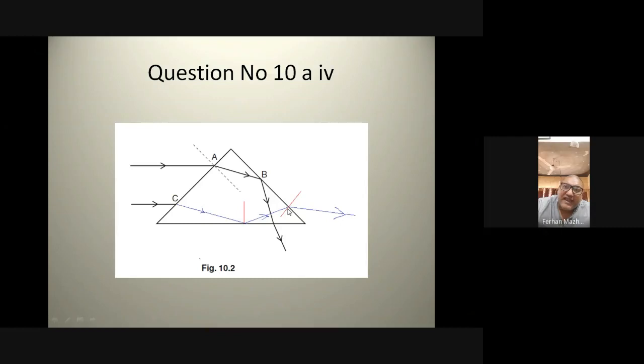And you can see this angle of incidence is smaller. So the light will enter into the air and it will bend away from the normal. Little tricky question, but I hope you can draw this in your booklet. If you are done, kindly let me know.